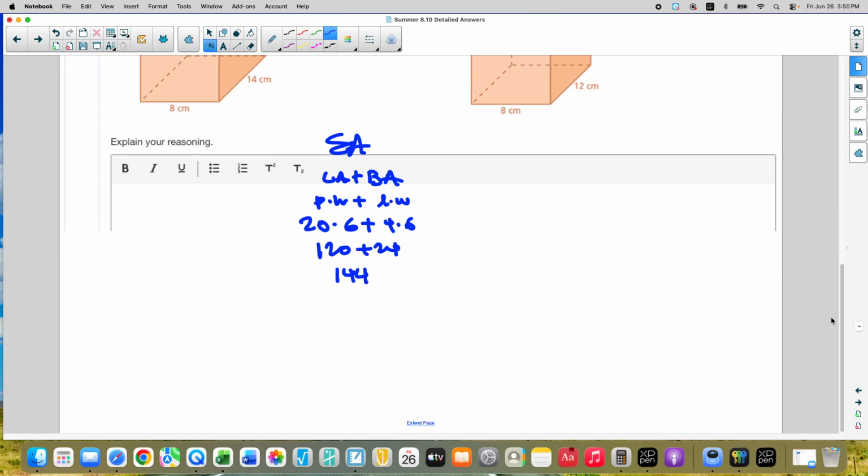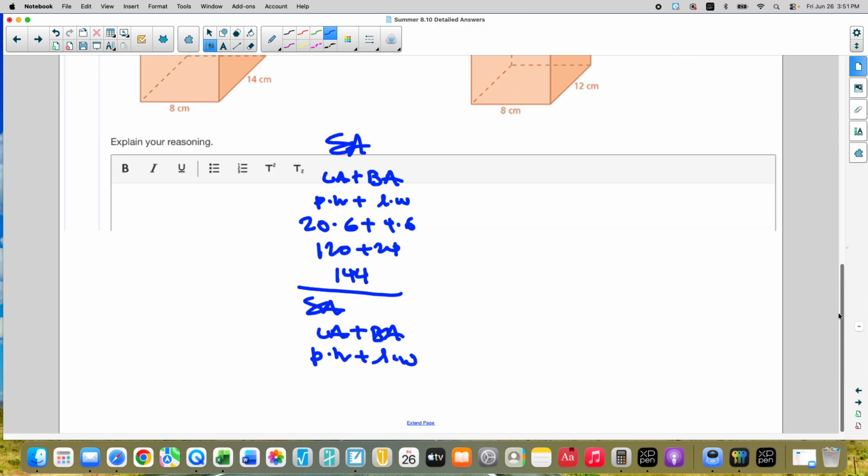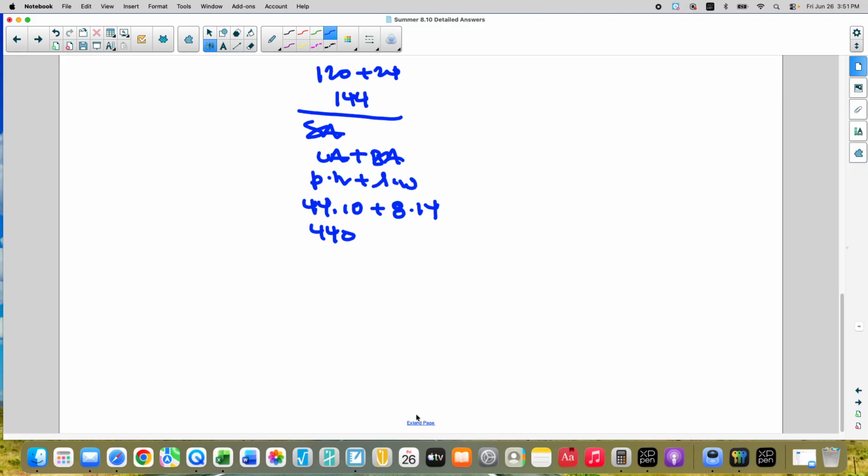Let's do the bottom part. Surface area is going to be the lateral area plus just the base area, just the bottom, which is perimeter times height plus length times width. Perimeter of this object is going to be, what's that, 22? 22, which is 44, times the height of the object, which is 10. So that's 440, plus 8 times 14, 8 times 14 gives us 112.